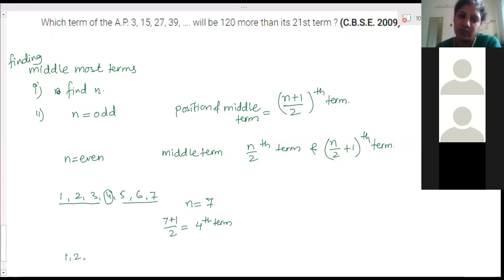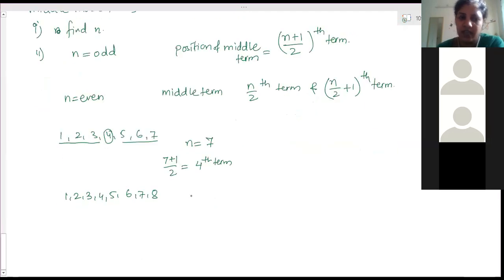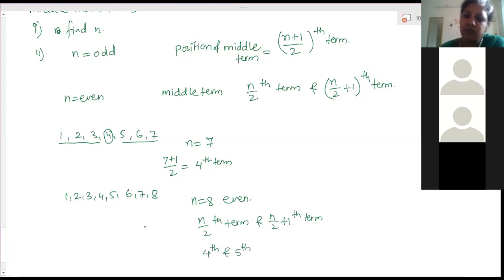Now in this sequence, if you add one more term, that is 8, how many terms are there? n is 8, which is an even number. So how to find the middle? There will be two middle terms: the n by 2th term and the n by 2 plus 1th term. n is 8, so 8 by 2 means the 4th and 5th terms are the middle terms. You can check, on either side of 4 and 5 there are equal numbers of terms, 3 terms and 3 terms. That means 4 and 5 are the middlemost terms.